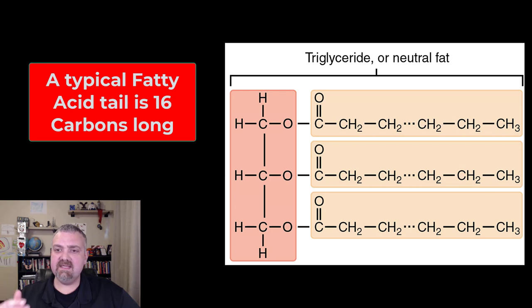Now, these are usually going to be 16, 18 carbons long. Obviously, you see the little dots there in the middle. They'd be a lot longer. So it's a much bigger hydrocarbon, and there's a lot less oxygen here than there is in glucose. So you can cram a lot more hydrocarbons in a small space, which is why there's 9 calories in a gram of fat and only 4 calories in a gram of carbs or protein.